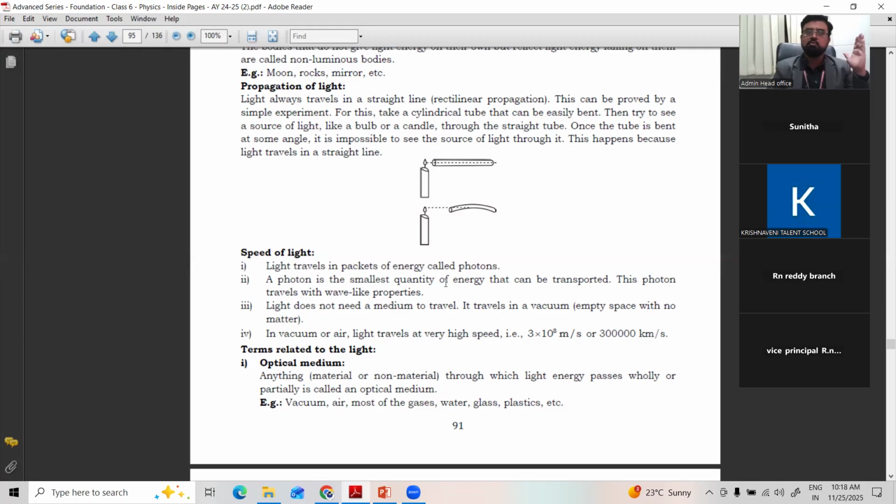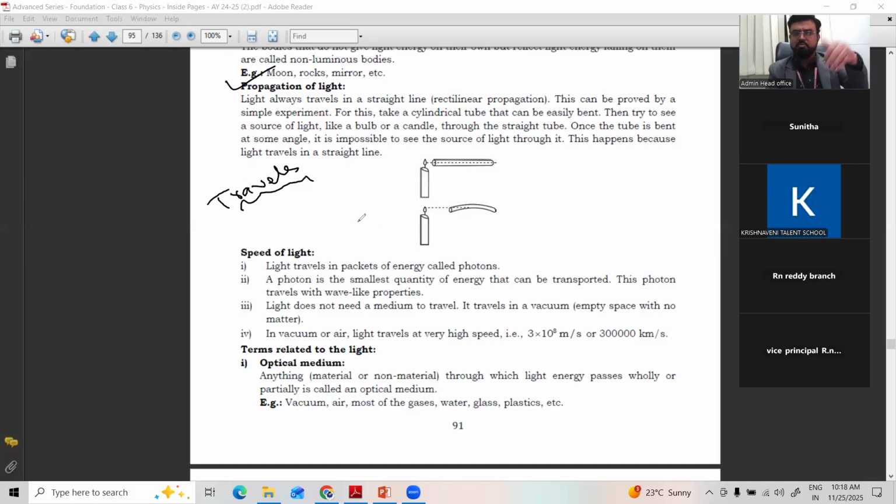Clear? So, what is light? How can you see the light? What are the luminous bodies? What are the non-luminous bodies? We are clear. Okay? Now come to propagation of light. What is the meaning of propagation? Traveling. Propagation is nothing but traveling. How does light travel from one place to another place?